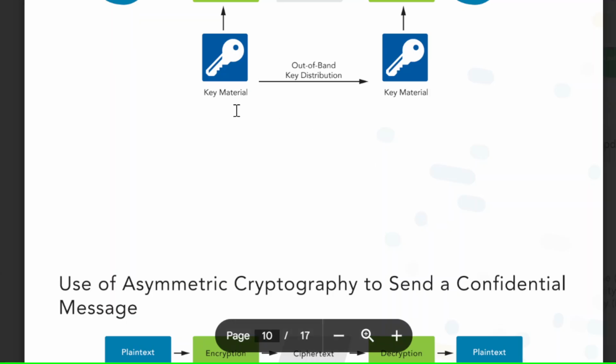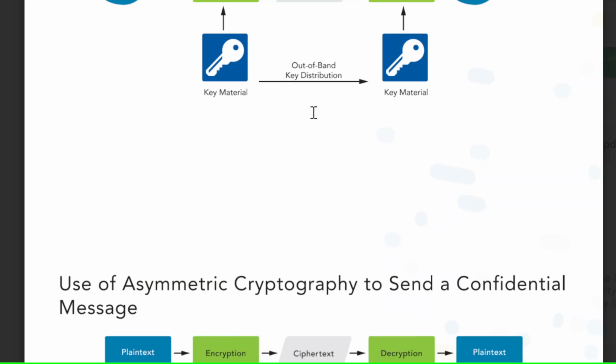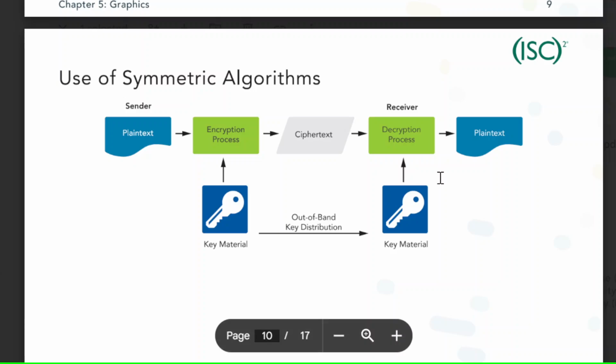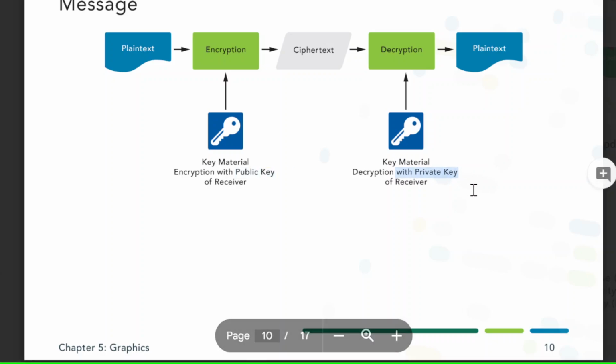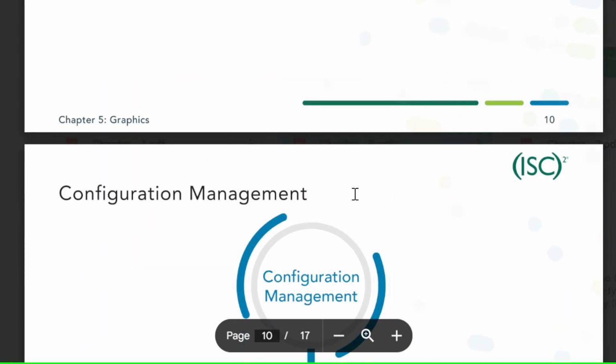Here, if you see key material, the same key will be used for encryption and decryption. But here, key material is encrypted with the public key of the receiver. So here we are using a public key and here you will be using a private key. So what I'm trying to say is, in asymmetric encryption, 2 sets of keys are used. One will be the public key and the next will be the private key.